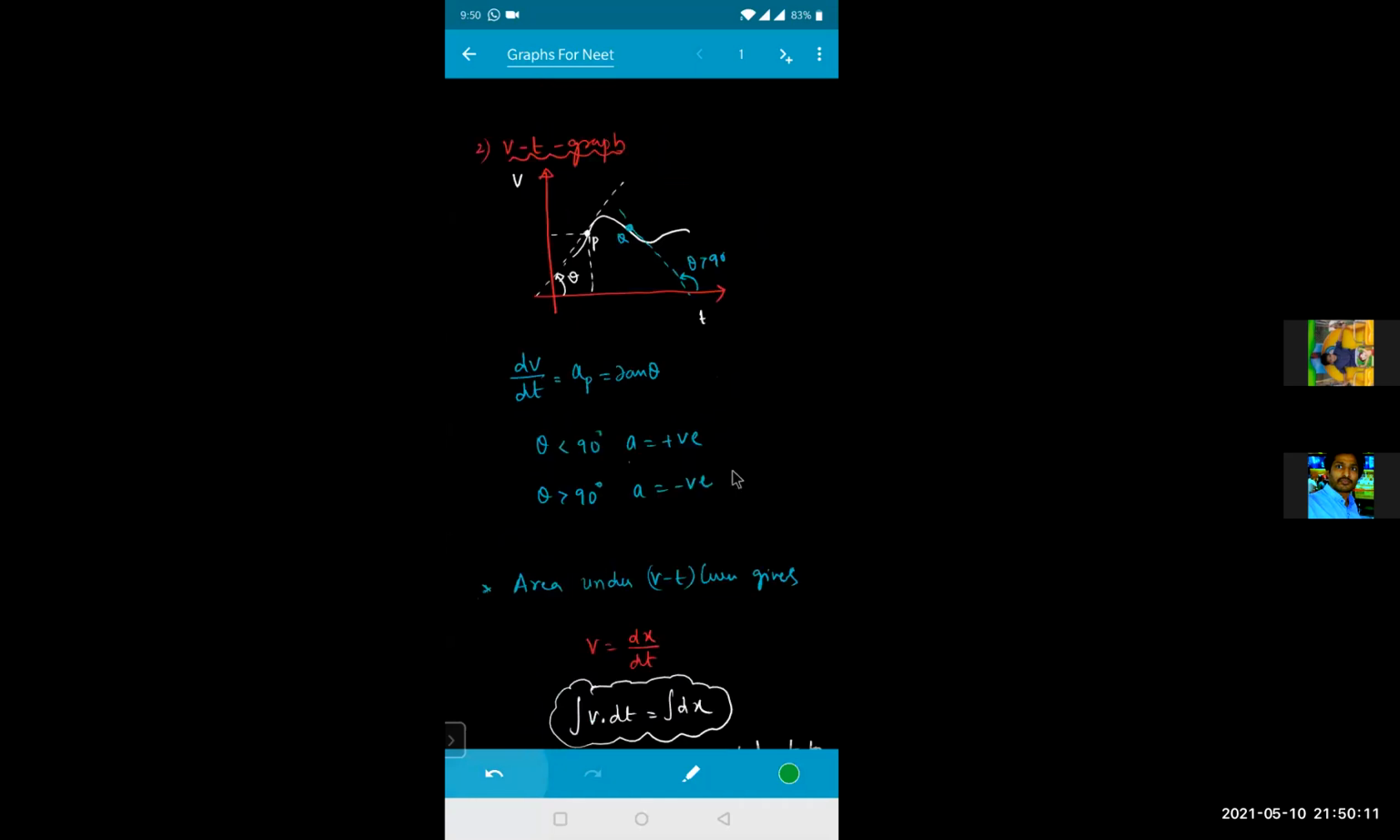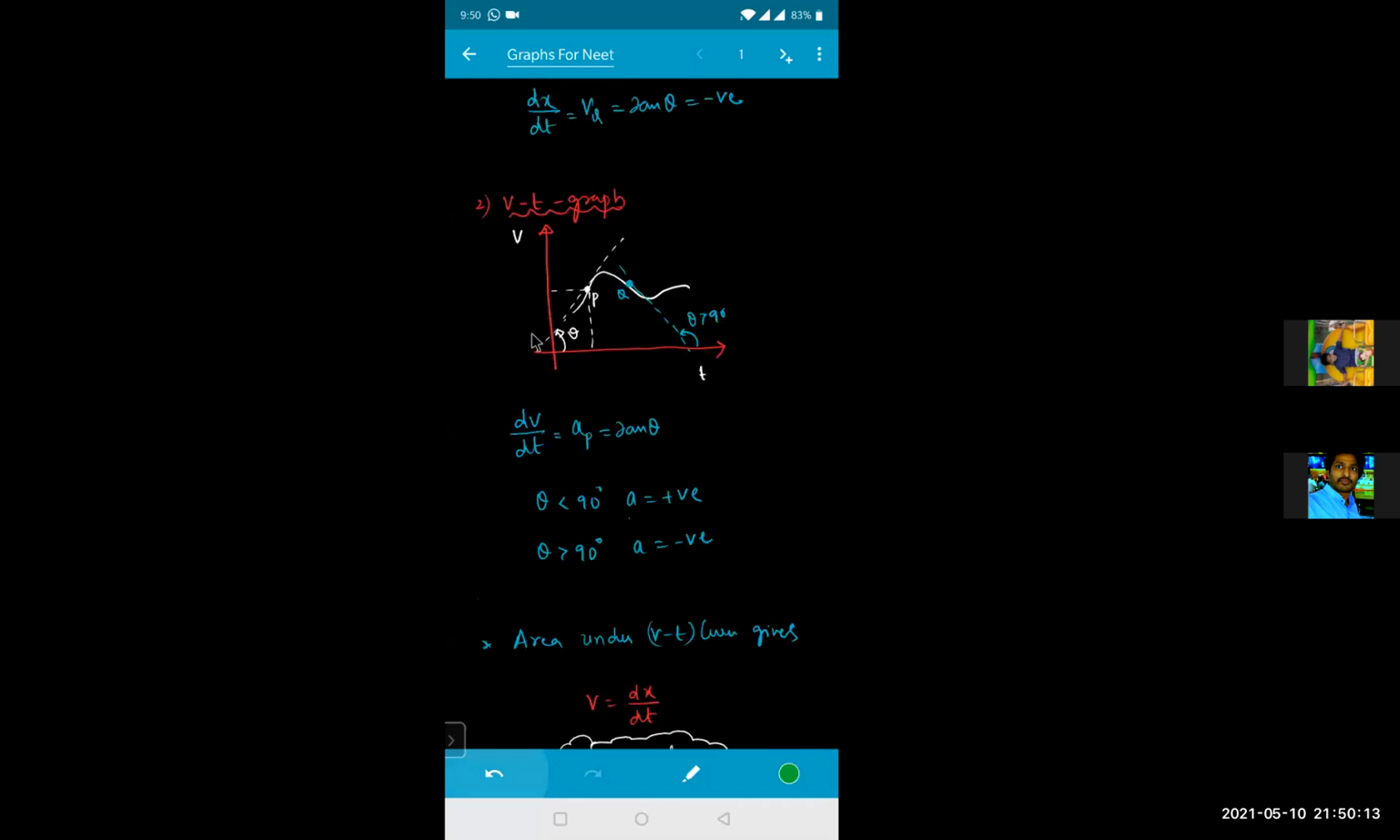In the same way, for the VT graph, the slope of the VT graph will always give me what, beta? Acceleration. If theta is less than 90 degrees, acceleration will be positive. If greater than 90 degrees, the acceleration will be negative.